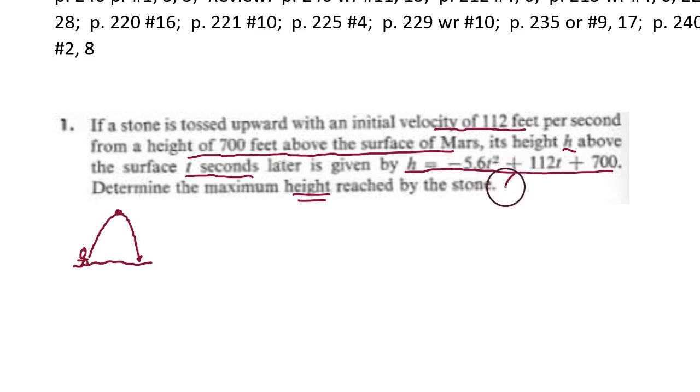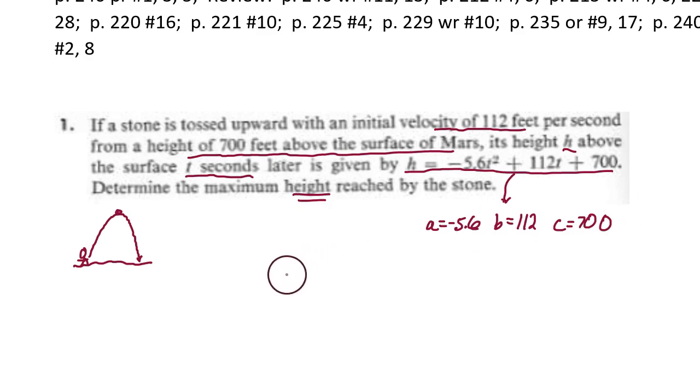Let's take a look at our quadratic equation. What form is it in? Is it in vertex form or standard form? It's in standard form, and we see that A is negative 5.6, B is 112, and C is 700.